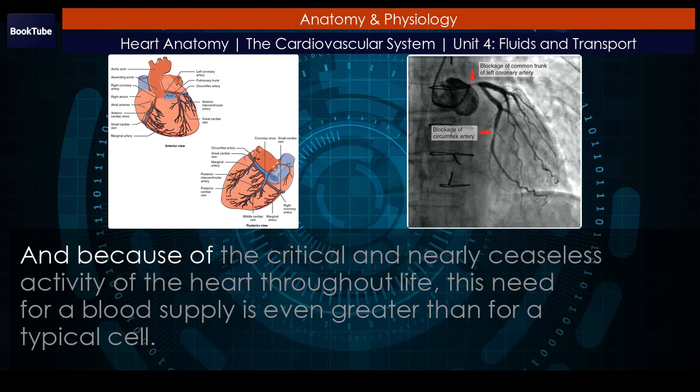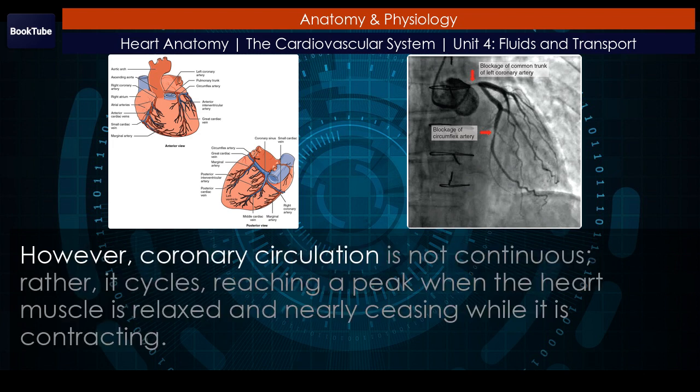And because of the critical and nearly ceaseless activity of the heart throughout life, this need for a blood supply is even greater than for a typical cell. However, coronary circulation is not continuous. Rather, it cycles, reaching a peak when the heart muscle is relaxed and nearly ceasing while it is contracting.